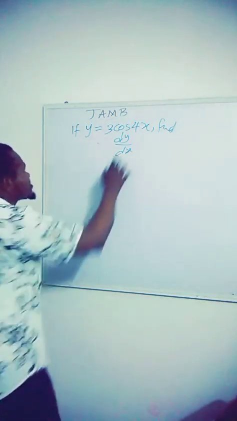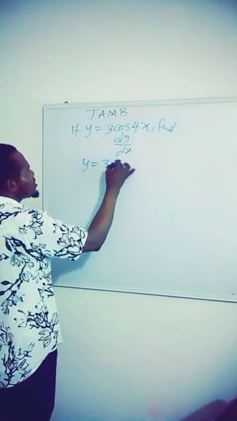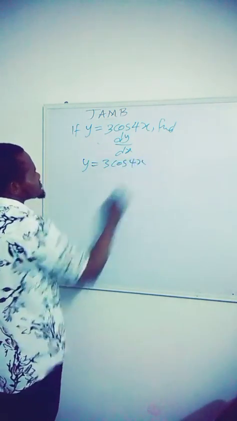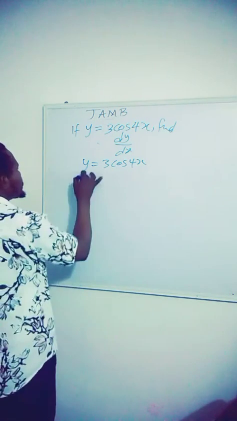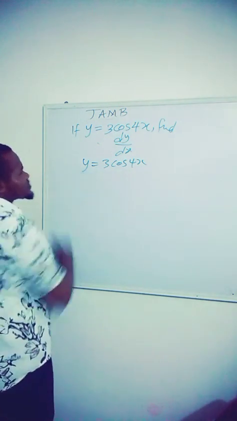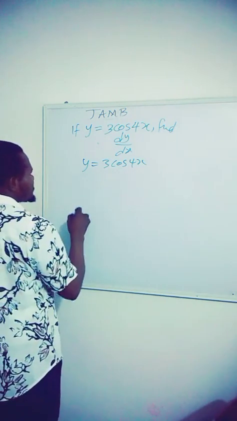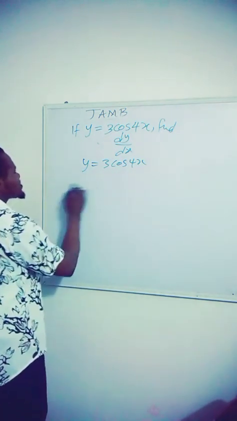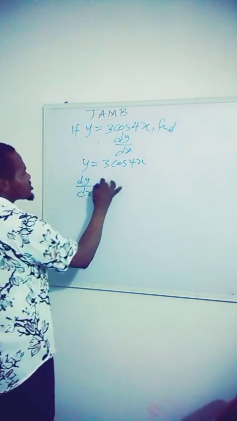Okay, let's solve this. We have dy/dx, y equals 3 cos 4x. This is 3 cos 4x. Now, dy/dx. Okay, let's use substitution method. So if, no, let's just solve it. The dy/dx will be equal to 3.